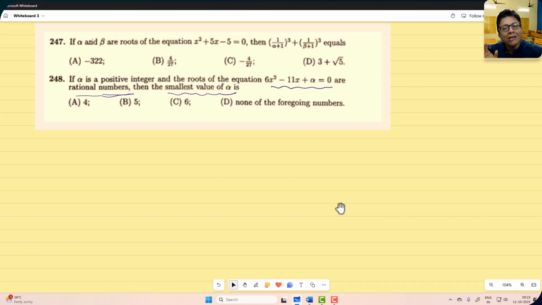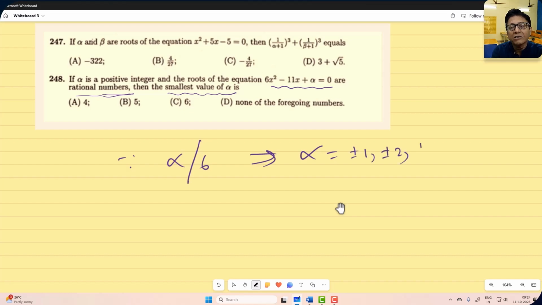The concept I have already explained in the episode. I don't remember. If you follow the previous episodes, you will get there the concept of integer roots. Alpha will be a divisor of 6. Okay? Since alpha divides 6, to get the rational roots, alpha must divide 6. Alpha divides 6, it implies what? Alpha must be plus minus 1, plus minus 2, plus minus 3, plus minus 6.